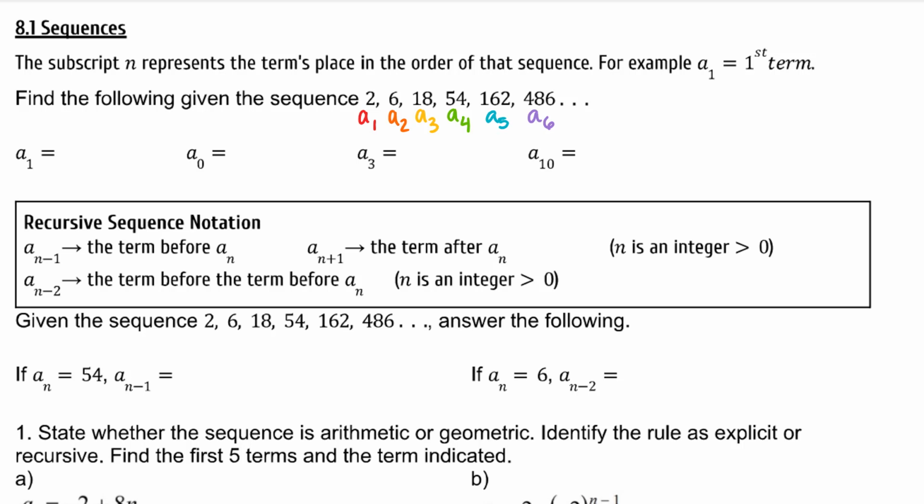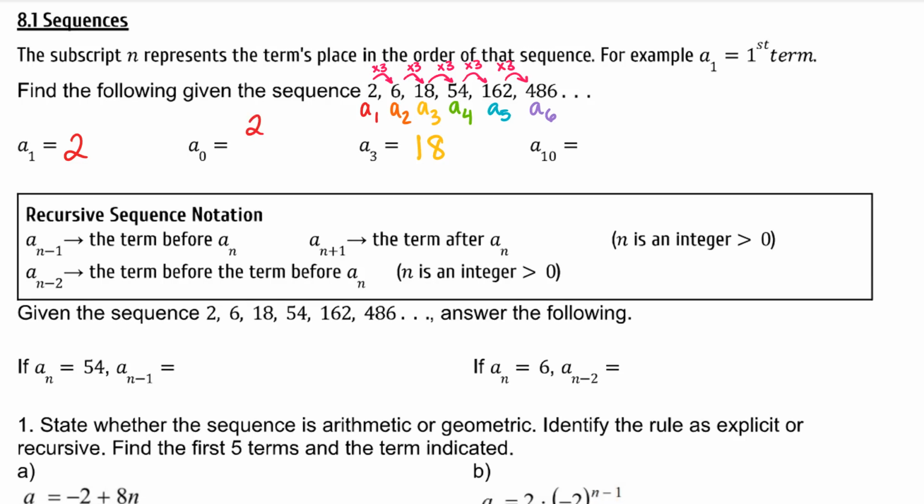So when filling in the following, a sub 1 is 2. A sub 3 is 18. However, they didn't give us a sub 0 or a sub 10. So what term would come before the 2? Well, let's look at the pattern that this sequence follows. Each term is being multiplied by a common multiplier or a common ratio. That common ratio is 3. So if I wanted to know what happens before 2, I'd be asking myself what multiplies by 3 to get 2? Or I would take 2 and divide by 3.